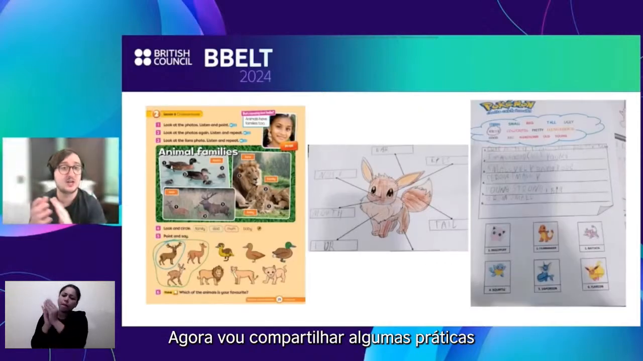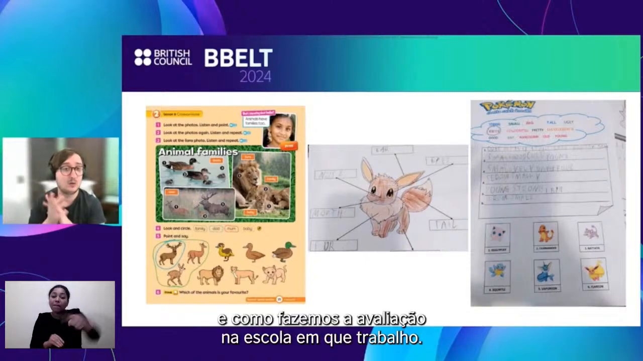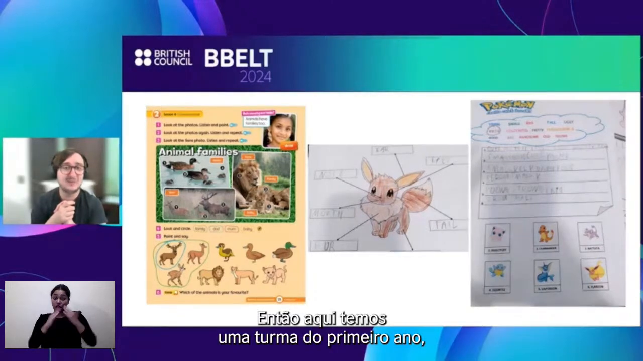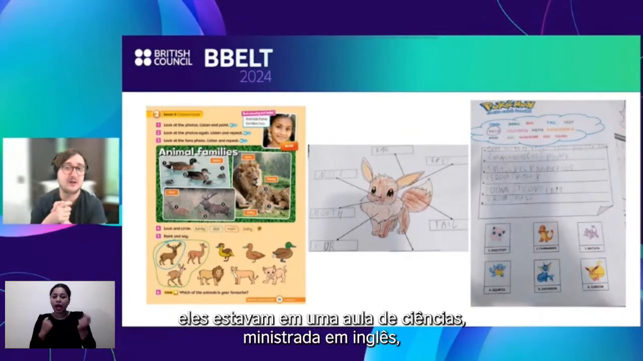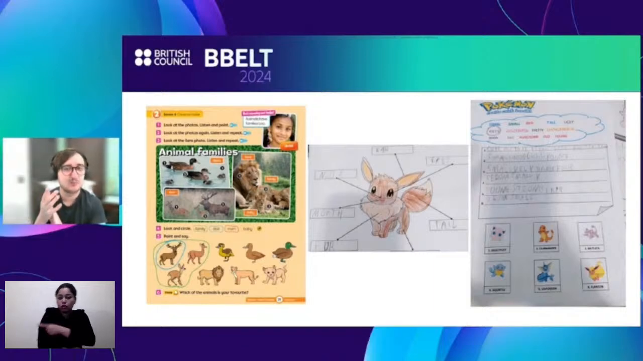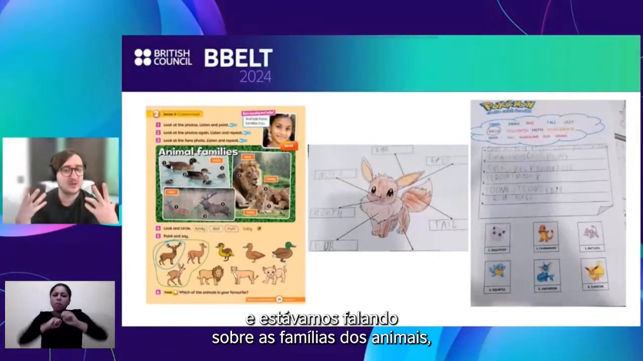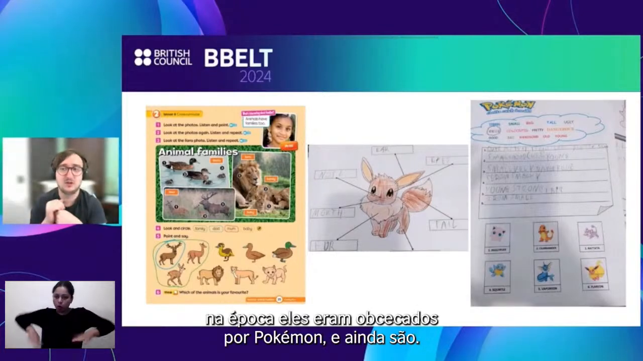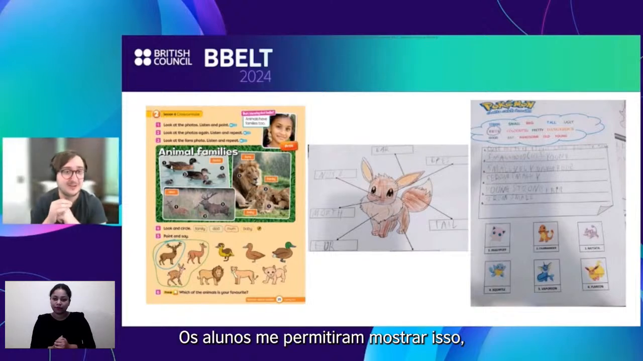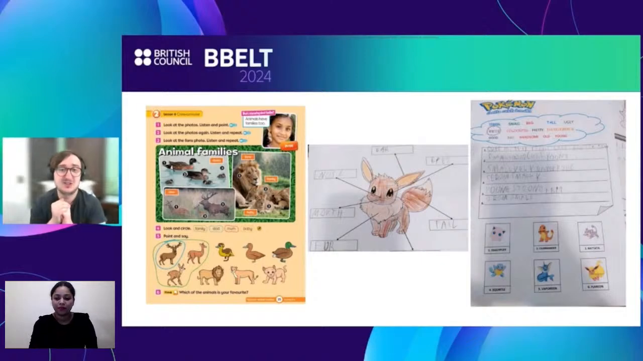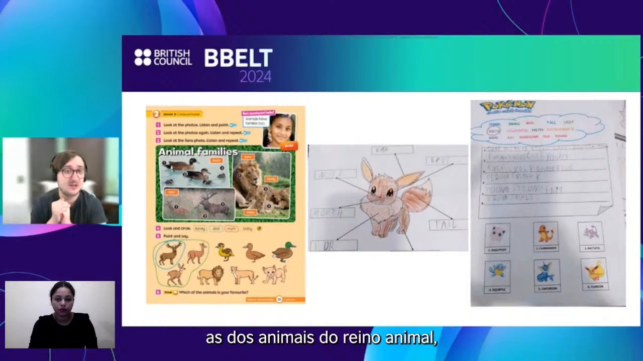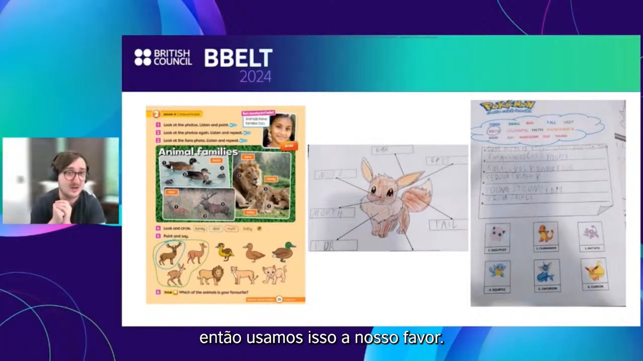So here I'm going to share some practices and how we have assessed that in the school that I work. So in here we have a first grade class where they were having a science lesson in English, and we were talking about animal families, parts of the animals and their characteristics. And students were obsessed with Pokemon. They still are. It's around after all this time, and students still love it. So we realized that many Pokemons have very similar characteristics to animals in the animal kingdom. So why not use it in our favor?